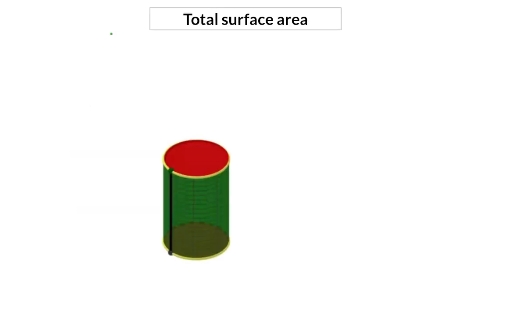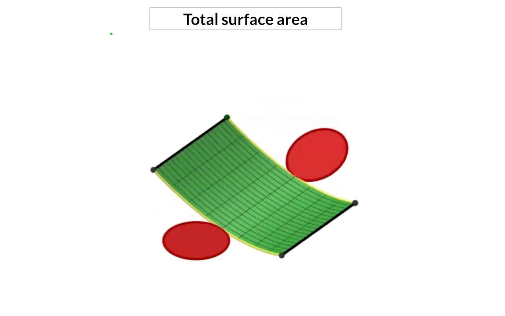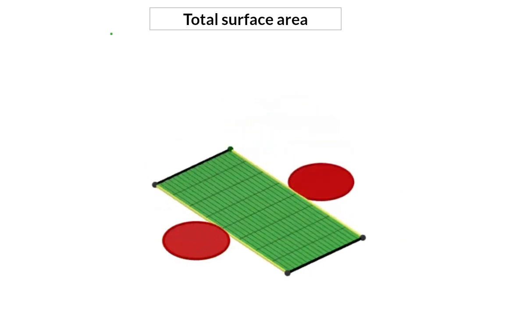When you fold open a cylinder to form its net, you will see that it consists of two circles and a rectangle. To calculate the total surface area of a cylinder, we need to calculate the area of the two identical circles, and therefore we have 2 times pi radius squared. And then we need to add the area of the rectangle, and that is length times breadth.